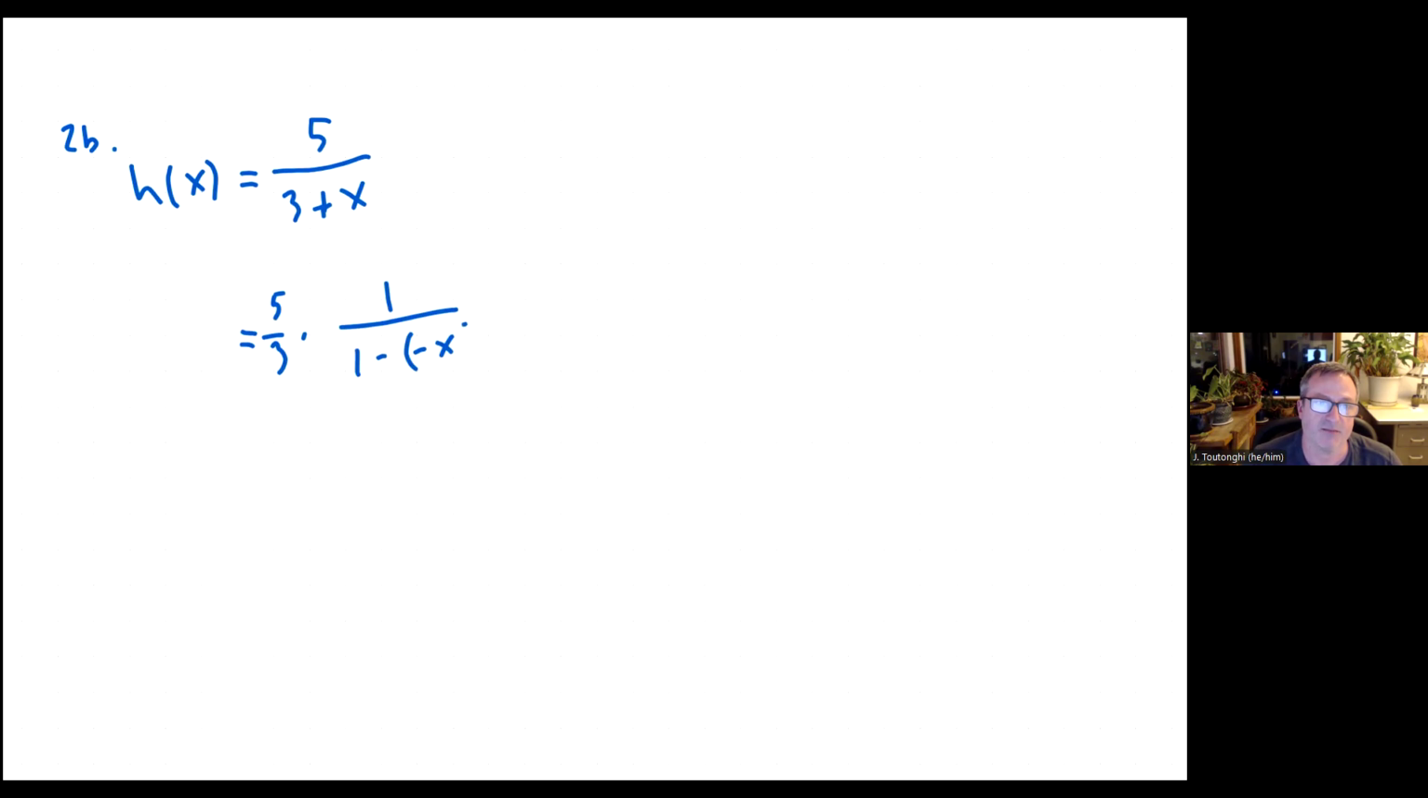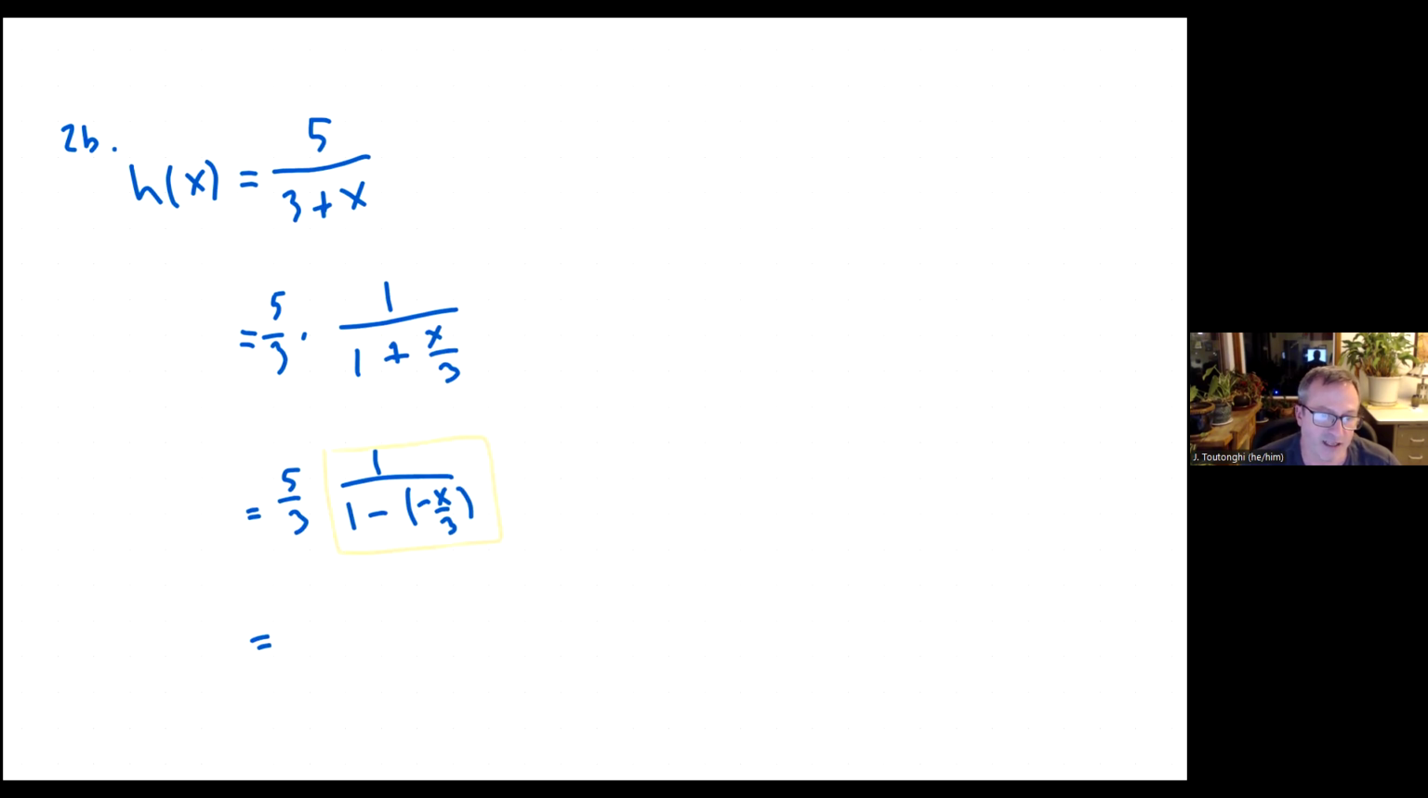Let me slow that down just a little bit. I pull out the 3, I get 1. I'll do it in 2 steps since I made a mistake. Plus x over 3. And then I need that to be a minus, so I leave my 5/3 out in front. 1 over 1 minus negative x over 3. And that's my 1 over 1 minus a. And then I can get the power series representation of this part because it has the right form.